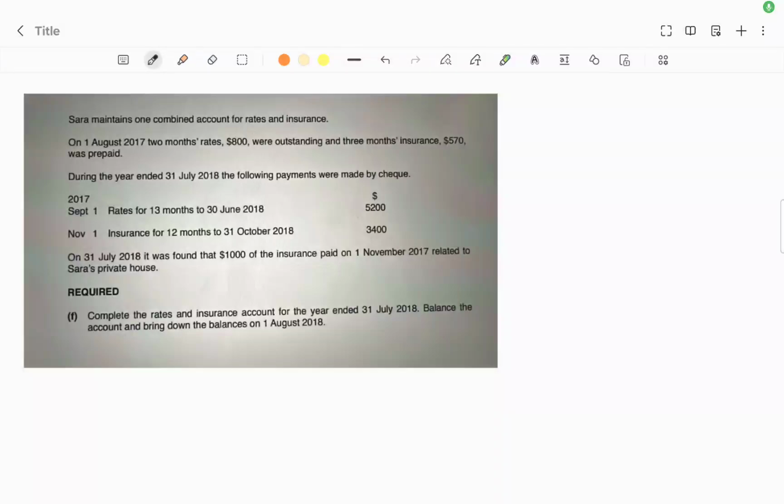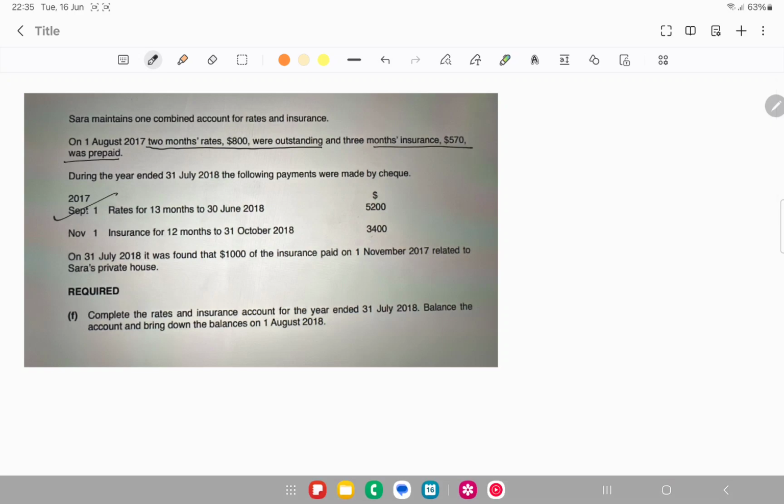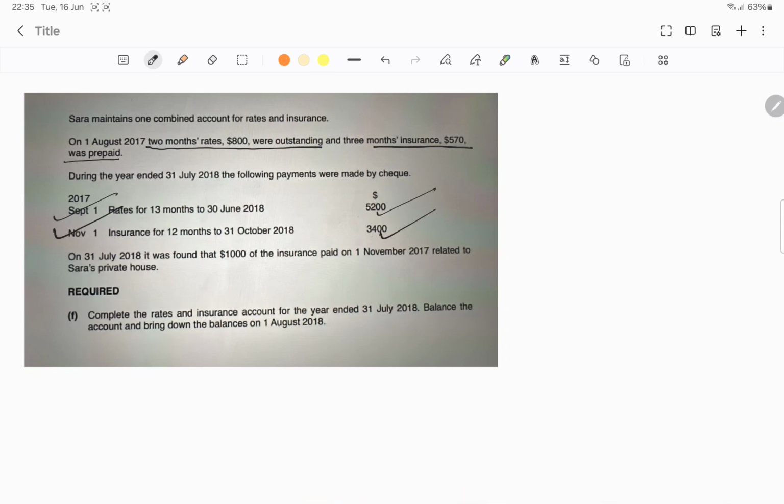The question here is that Sarah maintains one combined account for rates and insurance. On 1 August 2017, 2 months rates of $800 were outstanding, and 3 months insurance of $570 was prepaid. The following payments were made during the year: 5200 and 3400. On 31st July 2018, it was found that $1,000 of the insurance paid on 1 November related to her private house. Anything related to the proprietor's private expense is termed as drawings.